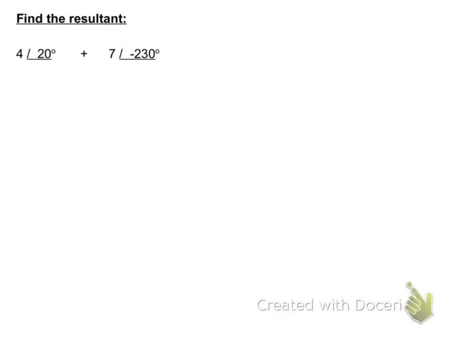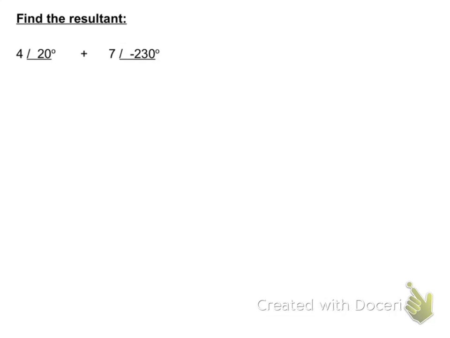the question you need to ask yourself is, do 20 and negative 230 differ by 180? Because if they did, I could potentially just do 4 minus 7 or 7 minus 4, and I'll have an answer, right? One of them will be bigger than the other in exactly the opposite direction, so one will have more strength. But do they differ by 180? And the answer is no.